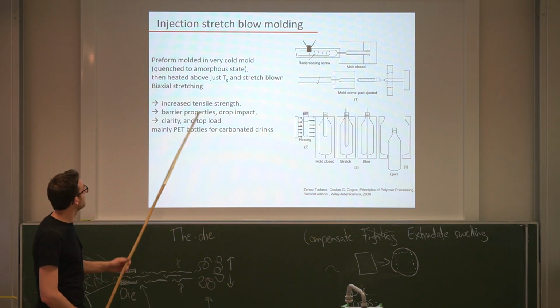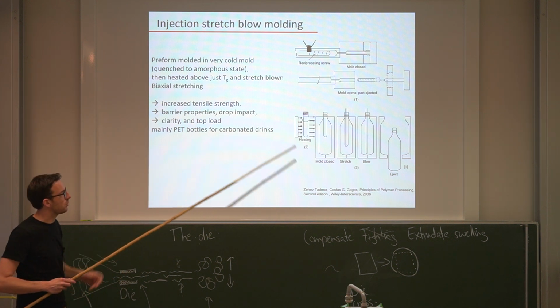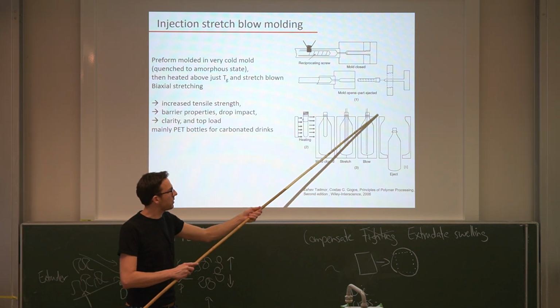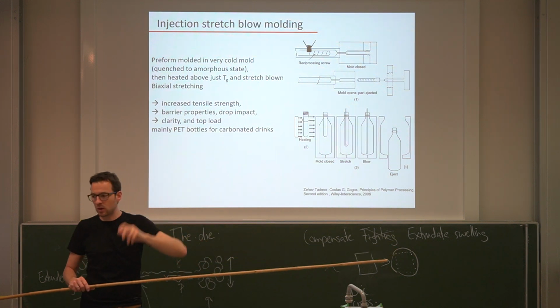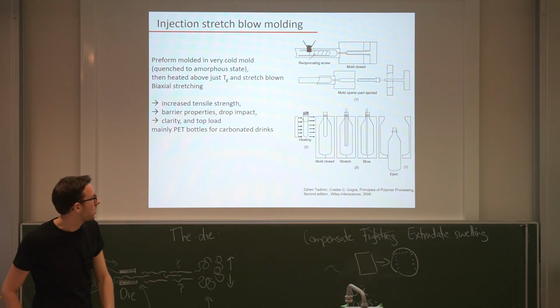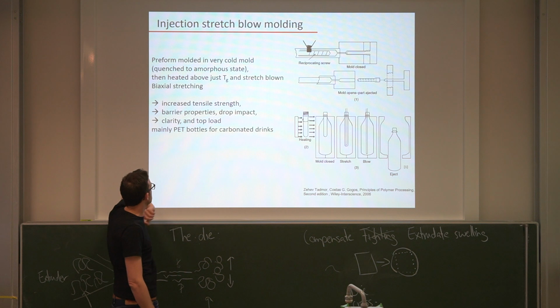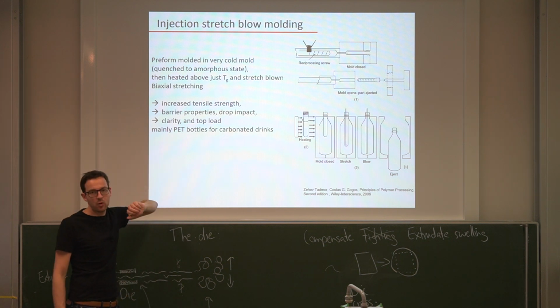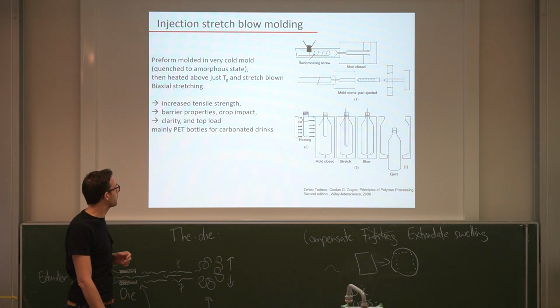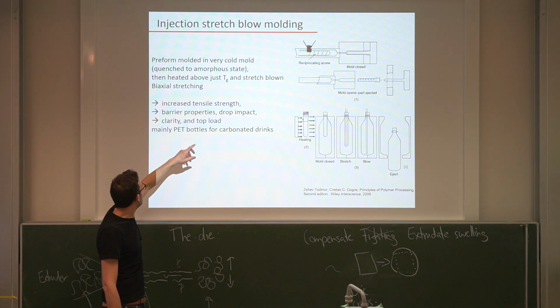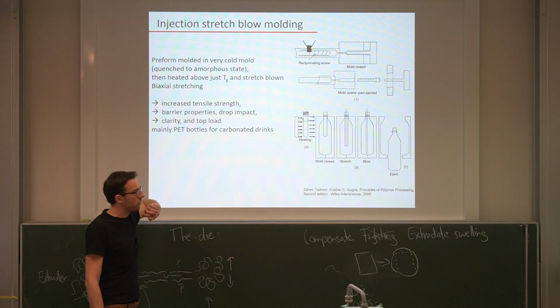So you see that now the stretching creates a plastic bottle, but you do not interfere with the shape of your neck, so you can really make a screw cap. So what do you gain? You have a very high tensile strength. You can have very good barrier properties. So for carbonated drinks, for example, sparkling water, it can be very clear.